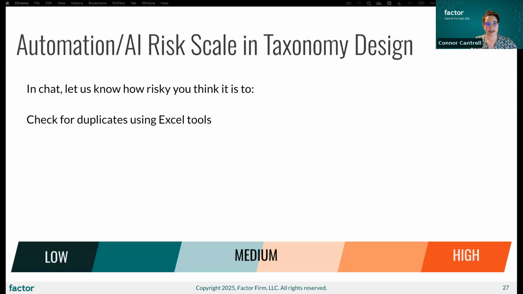This, I think, is a low risk. Excel is probably an in-house tool, or one that you're at least already putting your data in. You shouldn't have major permissions issues, and finding duplicate terms is a pretty verifiable process that you'd be doing alone anyway. So this really isn't super risky.